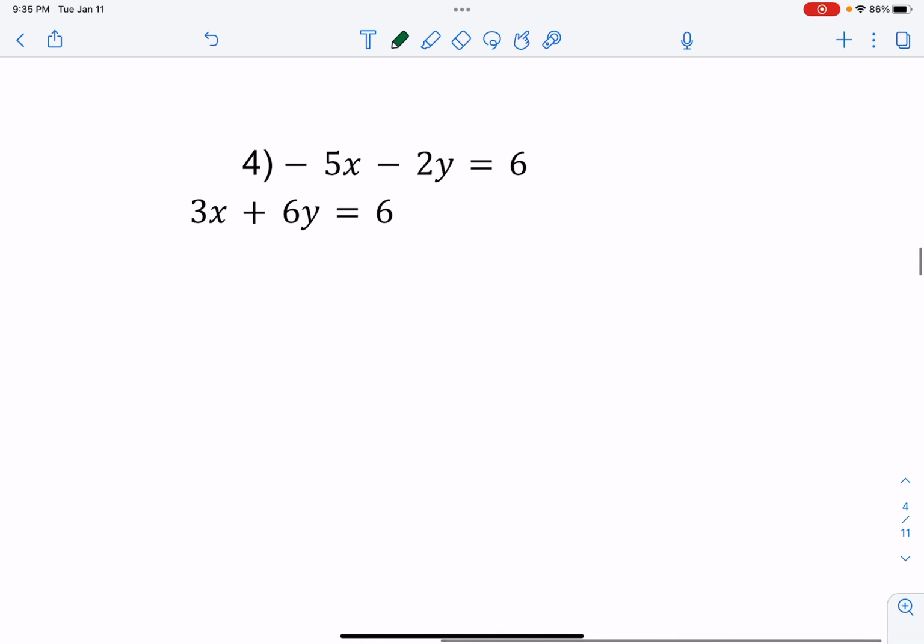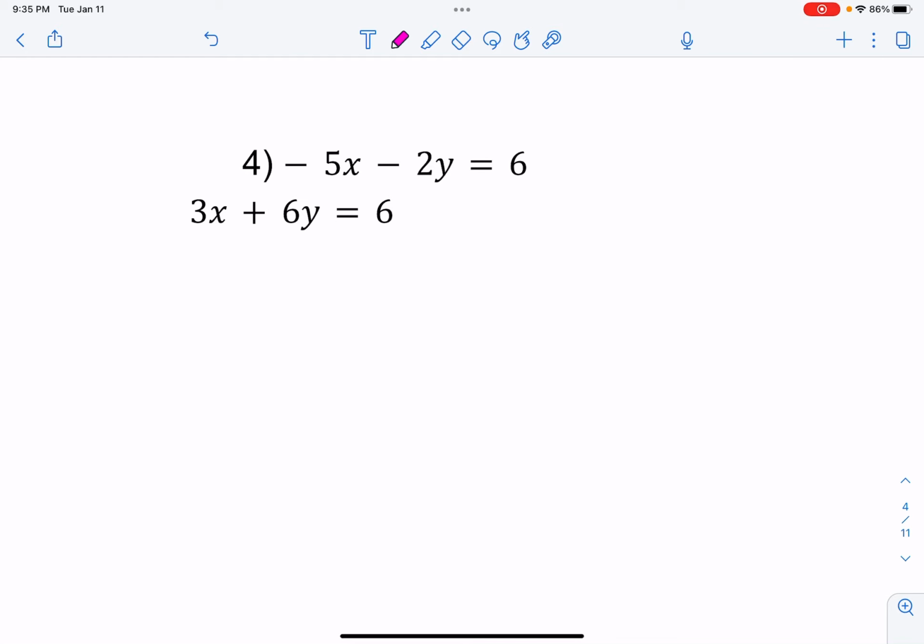All right, so at this point, I would have you guys try one on your own, but since I'm not there, I'm just going to go ahead and walk on through it. If you would like to, you can pause this video so that you can try it on your own just to see how you're doing, and then you can watch and see if you got the same answer. So we have negative 5x minus 2y equals 6, and 3x plus 6y equals 6.